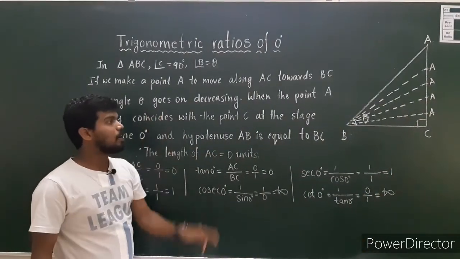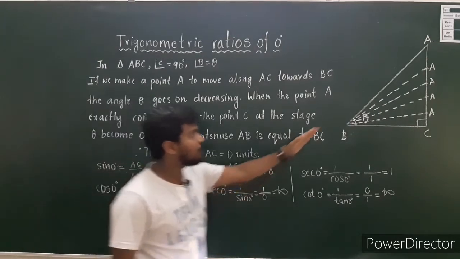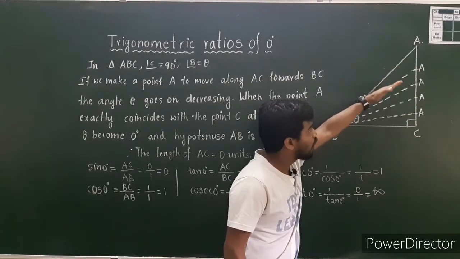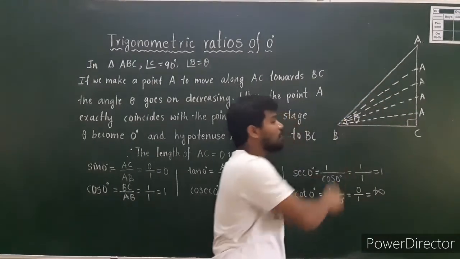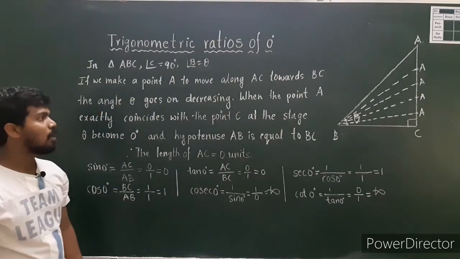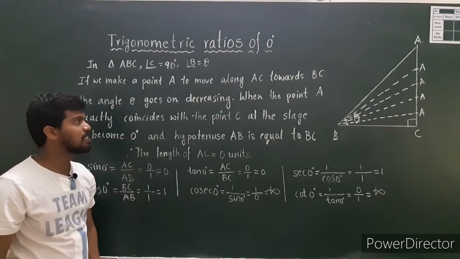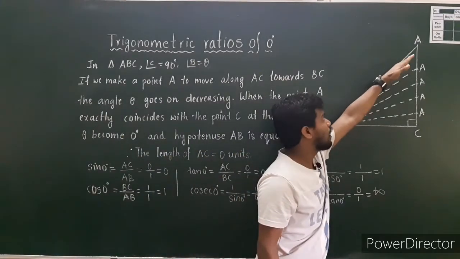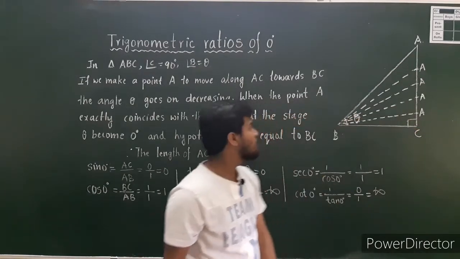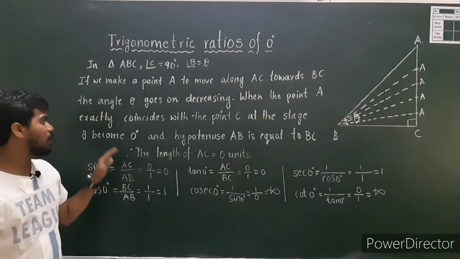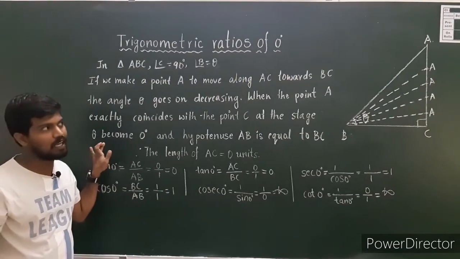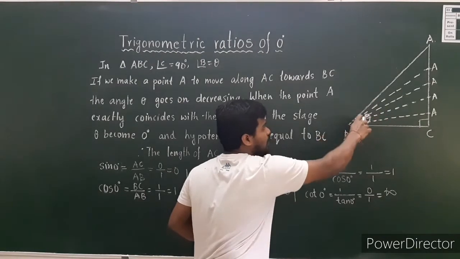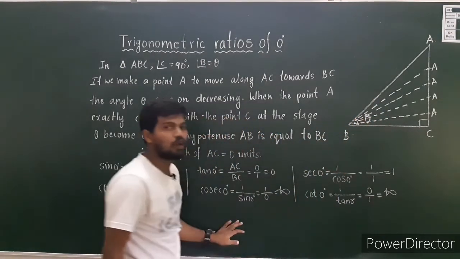The angle theta goes on decreasing. You see that when this AB line comes down, that point A comes down, the angle theta reduces. When point A exactly coincides with point C, at that stage theta becomes 0 degrees. This line is merged with BC, so AB is merged with BC. The angle theta becomes 0 degrees.